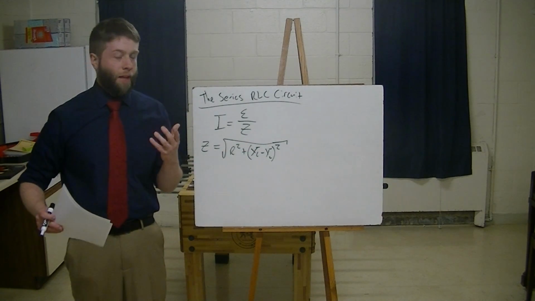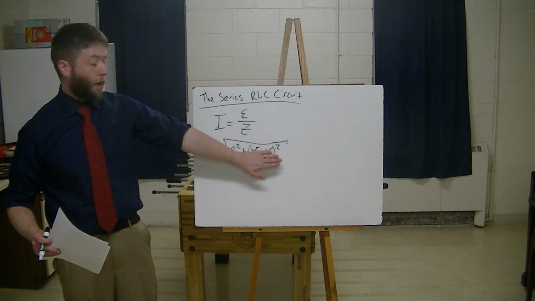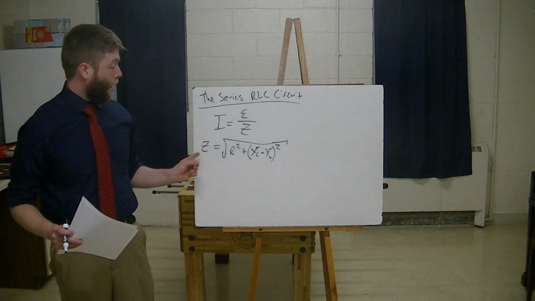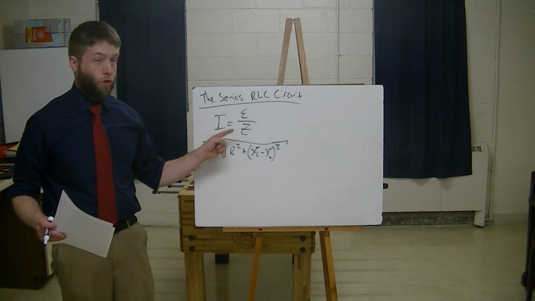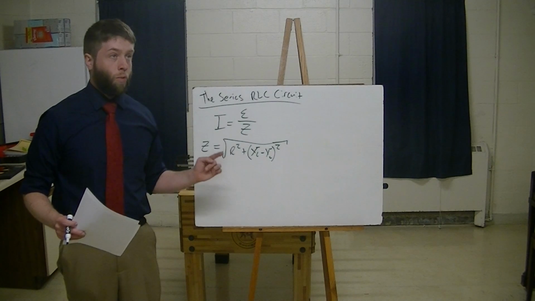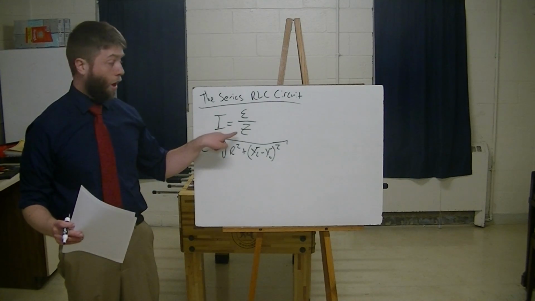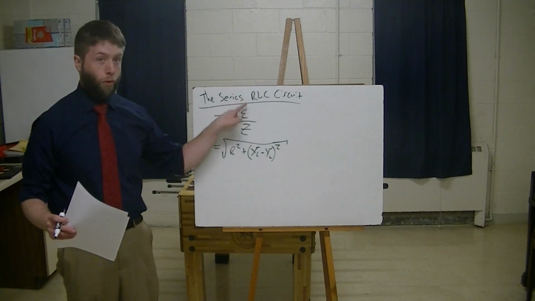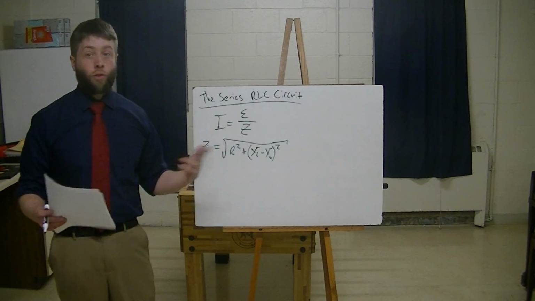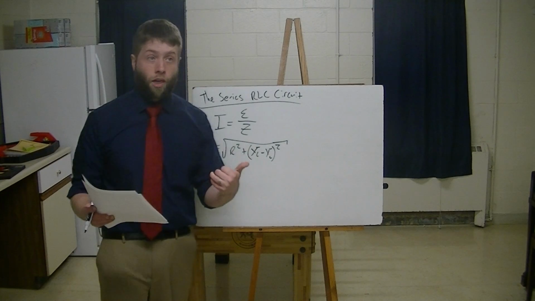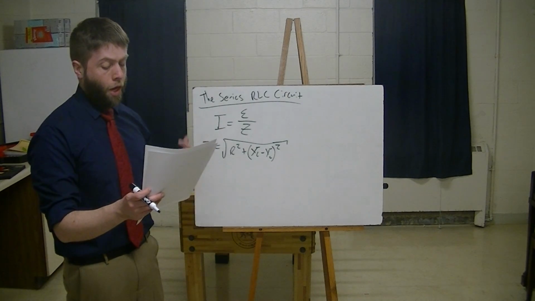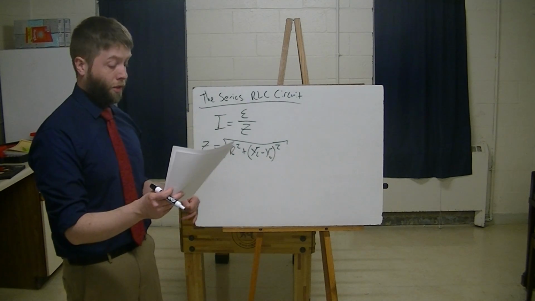Now, the way I think about this is, if we didn't have the inductor or the capacitor, I would have that the impedance is equal to the square root of R squared, which would just be R. So then this would immediately go to Ohm's law. It would be I is equal to voltage divided by R. So it turns into Ohm's law if we don't have an inductor or a capacitor. So this is our impedance term.